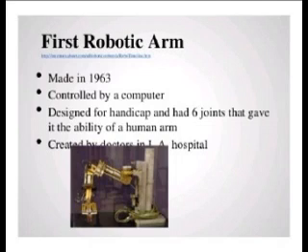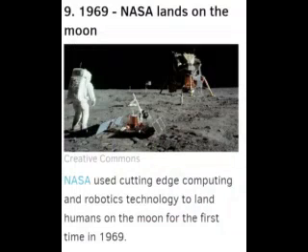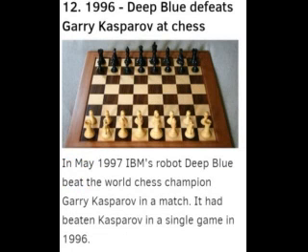The next milestone is the first robotic arm. It was developed in the year 1963. It is controlled by a computer. It is mainly used for handicapped people. There are 6 joints in it. It is used in hospitals. The next one is in 1969, when NASA developed a robot and landed it on the moon. It is the first robot to land on the moon. It also used edge computing technology, which is one of the technologies in robots.